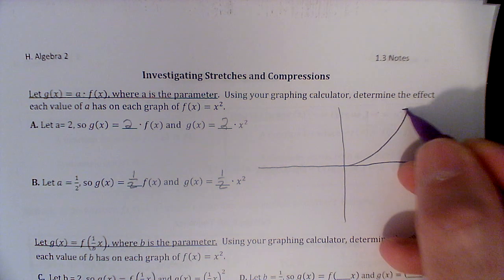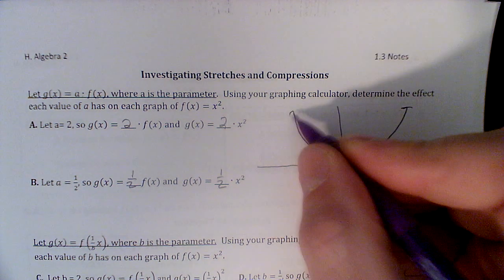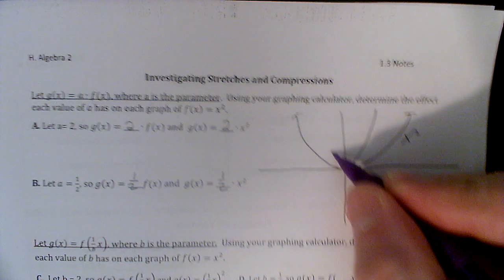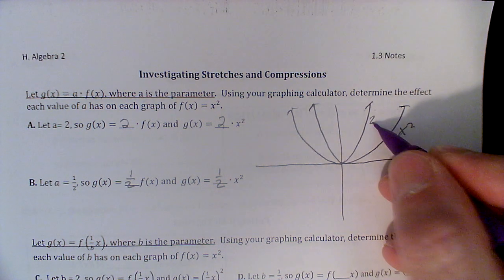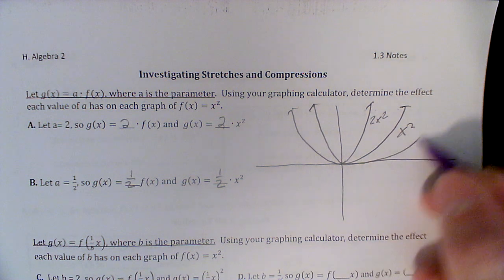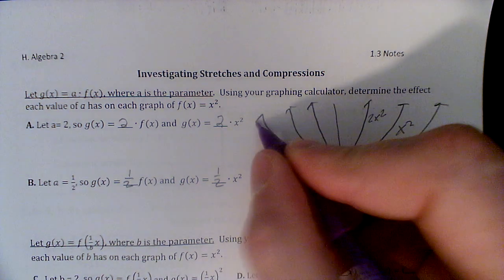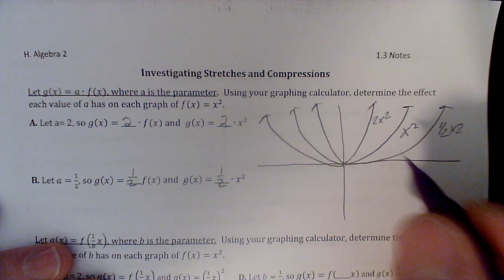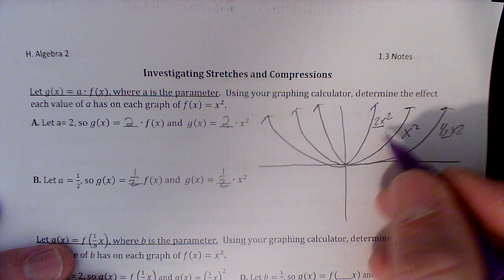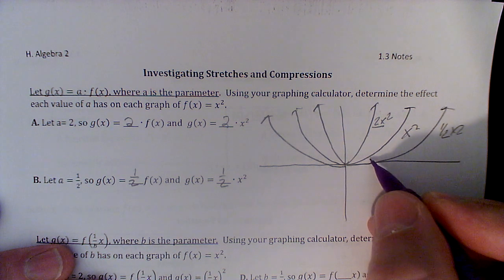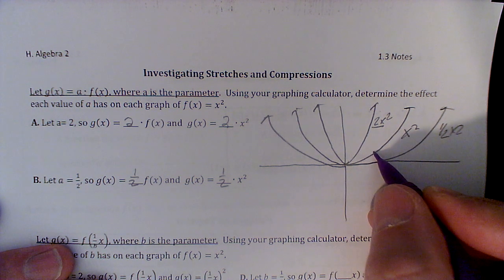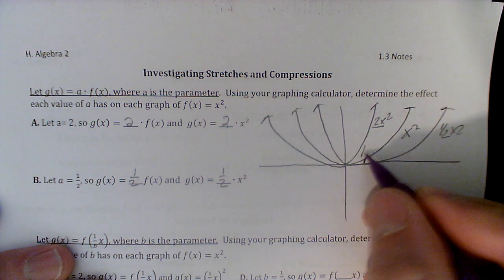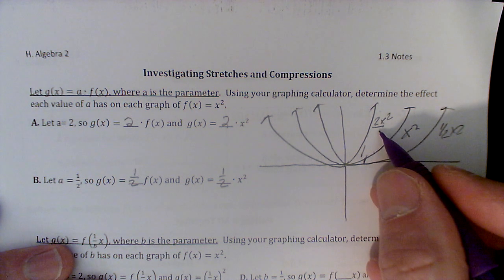If this one right here was x squared, this one here would be 2x squared, and this one out here would be 1/2 x squared. What's really happening is this. Everything when you do 2x squared is being pulled twice as far away from the x-axis. I probably should have graphed this a little differently, but if I go this far with x squared, I go twice as far with 2x squared.